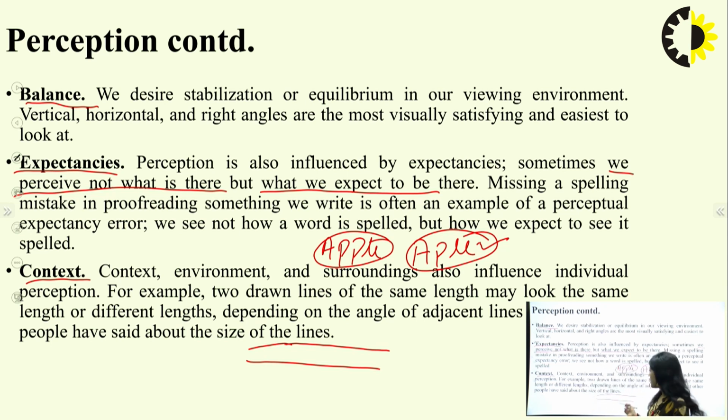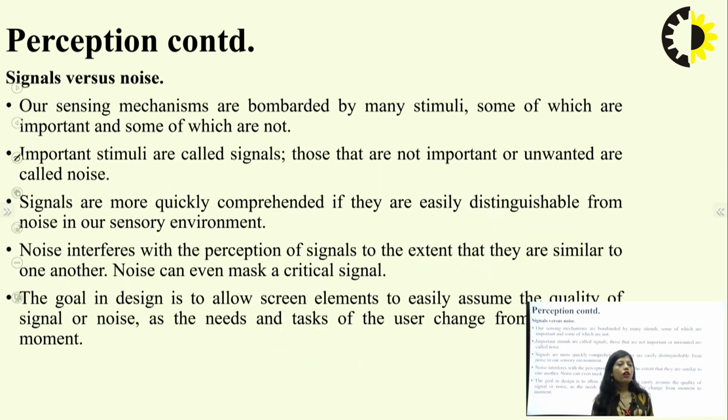So this characteristic comes under the category of context. Next is signals versus noise. Our sensing mechanisms are bombarded by many stimuli, some of which are important and some of which are not. So we think about our sensing capacity, our sensing characteristics and our noise. Important stimuli are called signals. Those that are not important or unwanted are called noise.